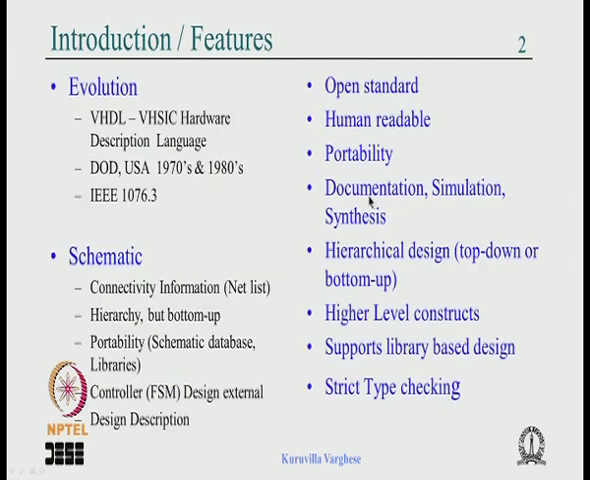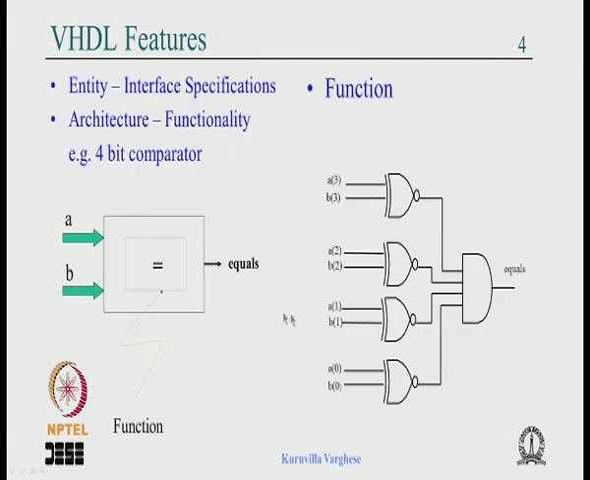So it started for documentation, describing the circuit. Subsequently it was used for simulation because the description was unambiguous. Ultimately people thought, why not use it to generate the circuit itself. So three purposes. This is human readable, and computer algorithms work on it to simulate and synthesize. It supports hierarchical design, higher level constructs, library based design, strict type checking and all that.